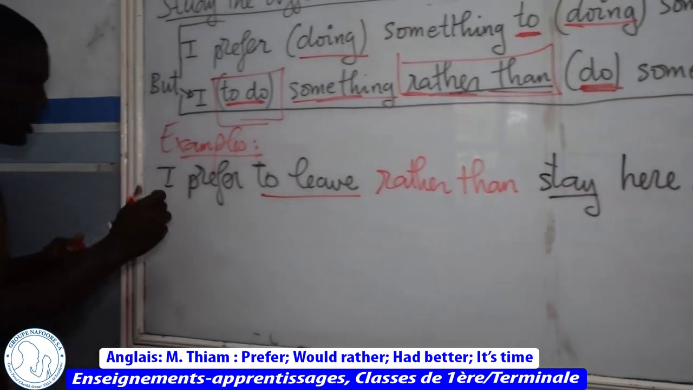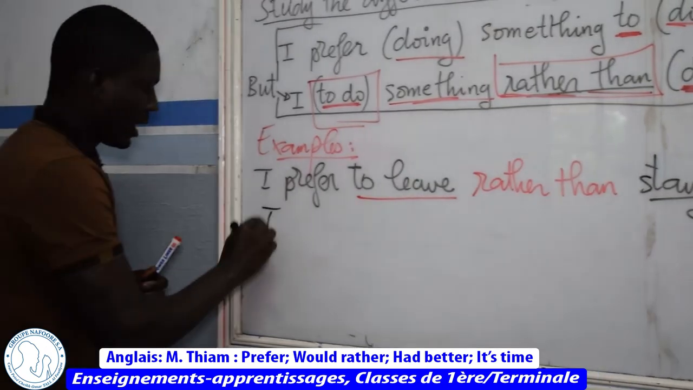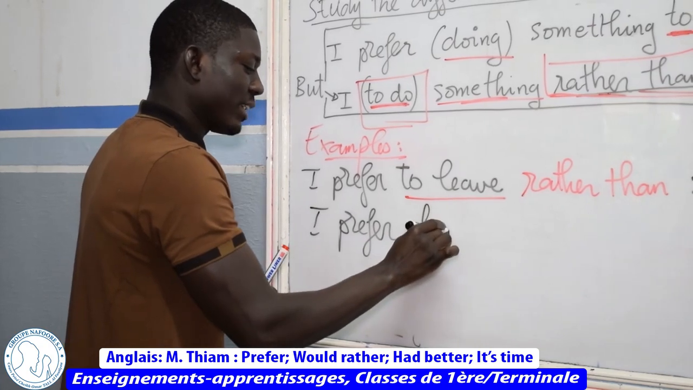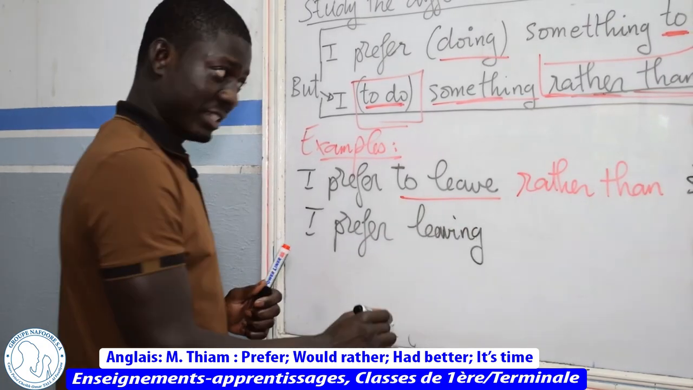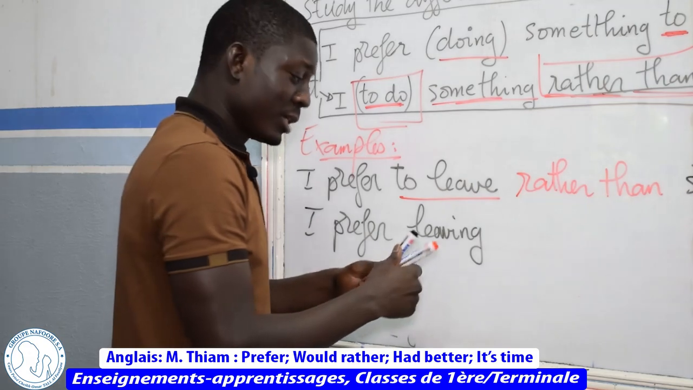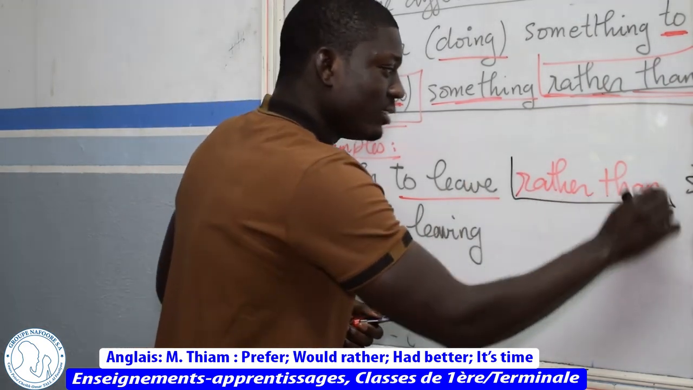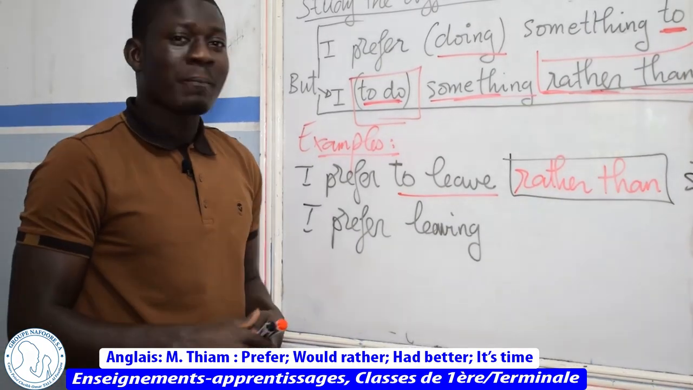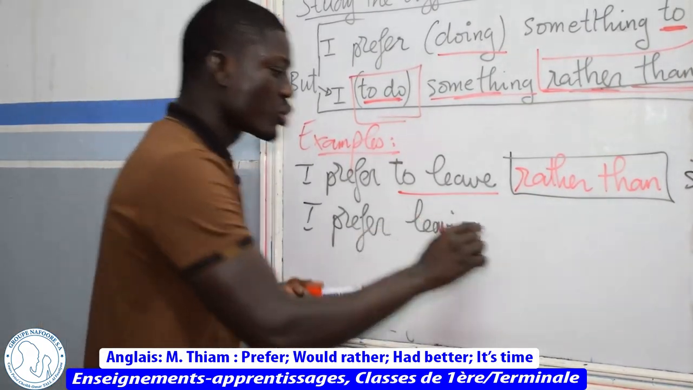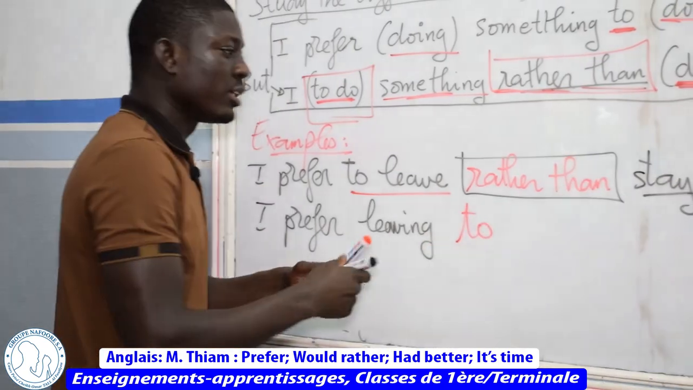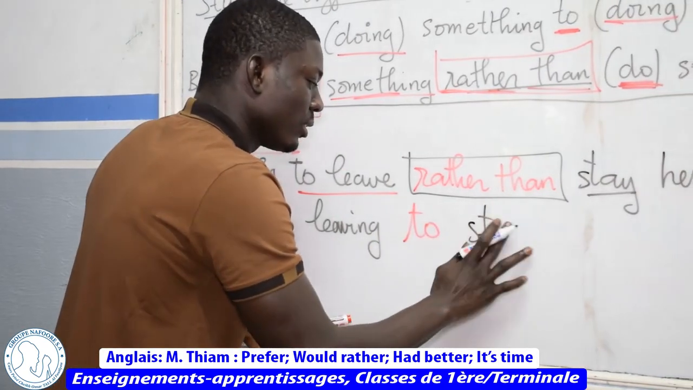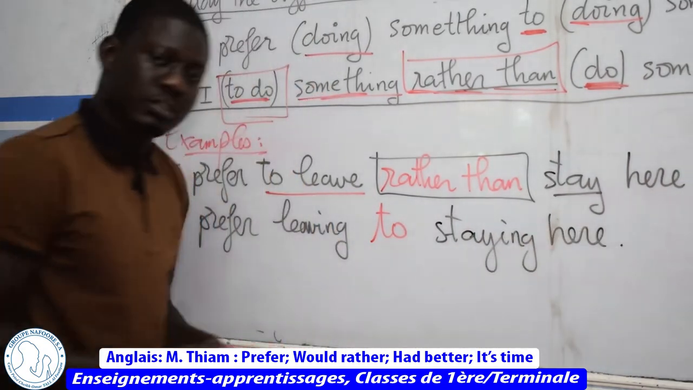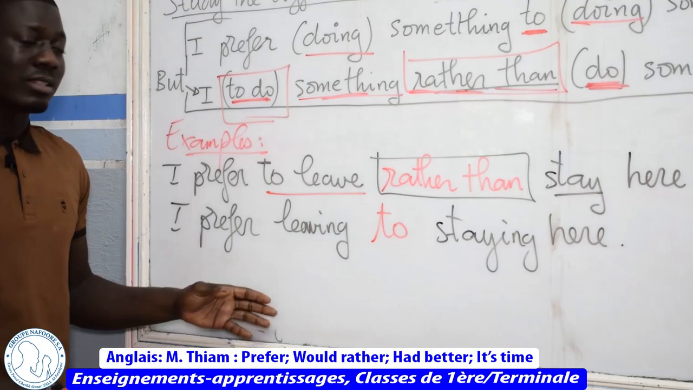All right. You can say, I prefer leaving. I prefer leaving. And this time, will we still have rather than? No. We will skip rather than. Rather than will be substituted by to. I prefer leaving to staying here. And in French, of course, it is going to mean the same thing.